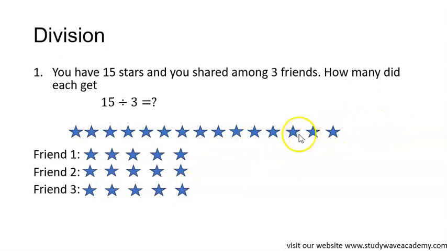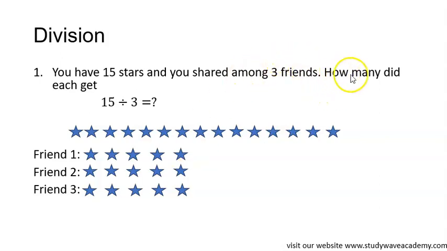So how many did each get? Let's count the first friend's stars. 1, 2, 3, 4, 5. The first friend got 5 stars. Let's count the second friend's stars. 1, 2, 3, 4, 5. The second friend got 5 stars. Now let's count the last friend, the third friend. 1, 2, 3, 4, 5. The third friend also got 5 stars. So each got 5 stars, okay?